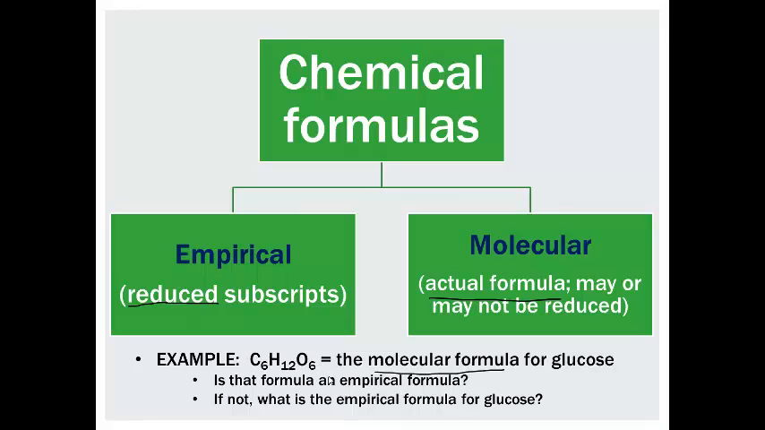So when you look at this, is it an empirical formula? The answer is no. It's not, because these subscripts are not reduced, right? 6, 12, and 6. So if we reduce them, we can write the empirical formula for glucose. So what is the empirical formula for glucose? CH2O. Do you agree that that's the reduced form of C6H12O6?